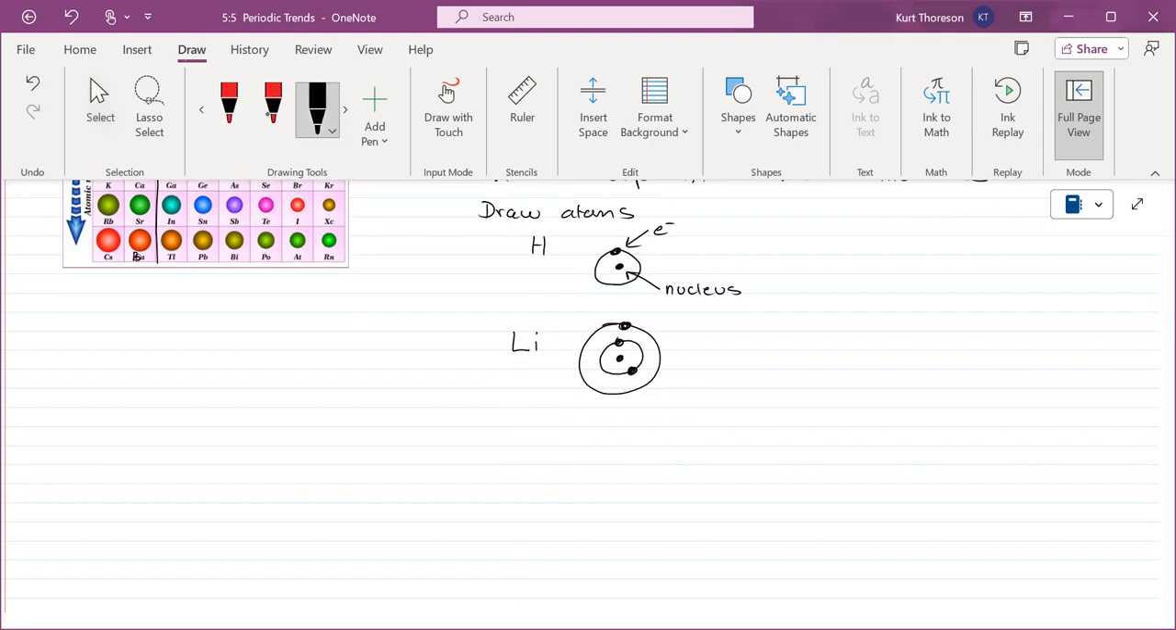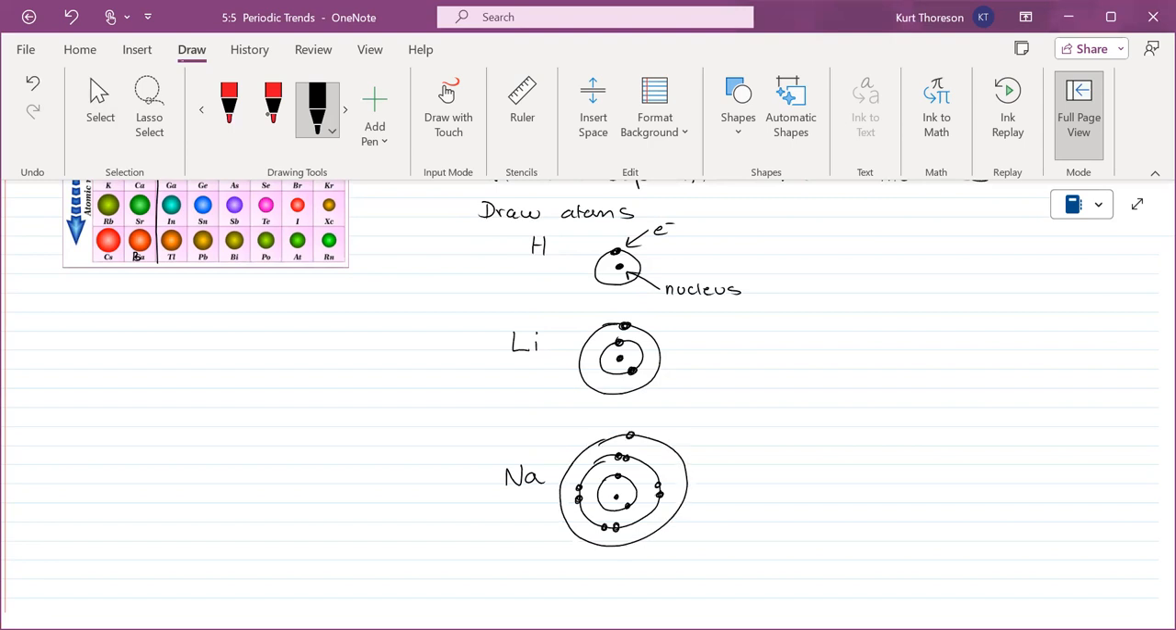Let's do sodium. What is sodium's atomic number? 11. It has 11 protons. So how many electrons does it have? Great. How many go on the first energy level? 1, 2. How many go on the second energy level? 8. That's a total of 10 so far. Where do I put the last electron?